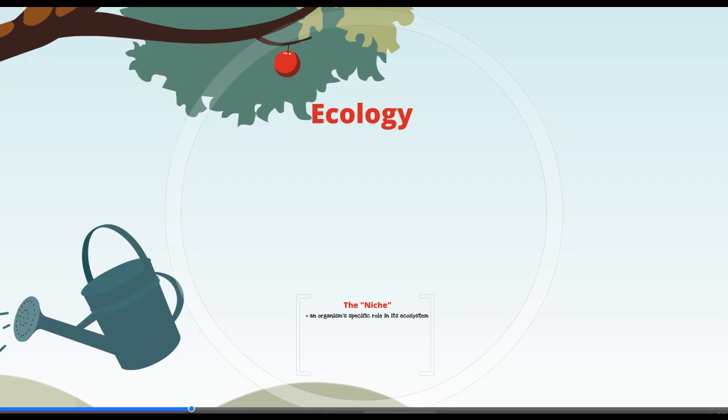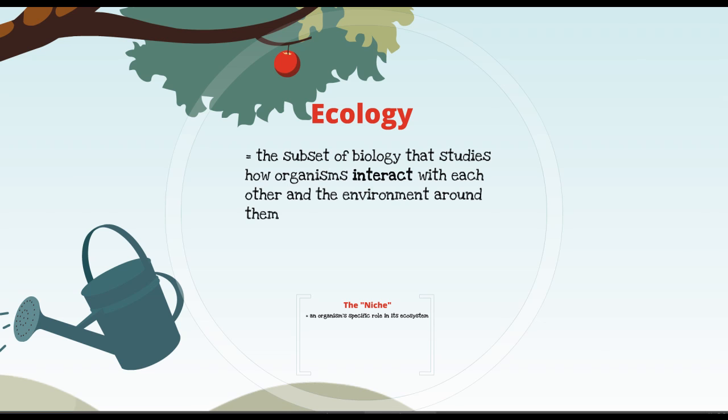Now that we know what ecosystems in general are, I want to define ecology. Remember, ology means the study of, and eco actually refers to our house. So this is the study of our house. And technically, ecology is the subset of biology that studies how organisms interact with each other and the environment around them. And so the key here is the interaction.